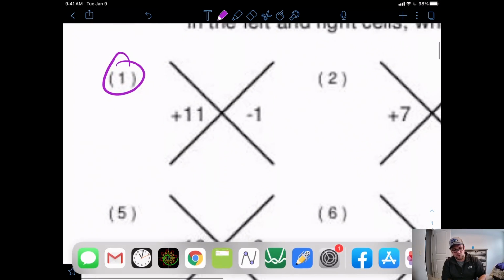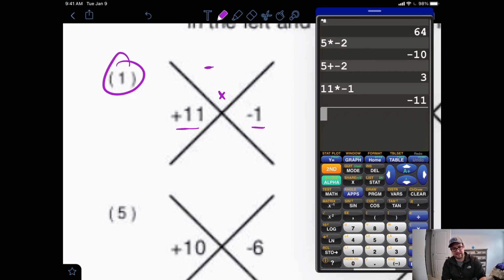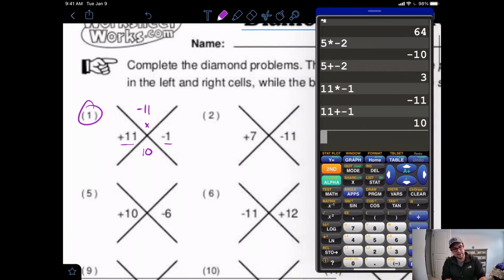So in problem number 1, we're given that our two side numbers are +11 and -1. Well, to get the top number, we just need to multiply those together. So 11 times -1 is -11. That's going to be our top number. To get our bottom number, we just want to take those two numbers and add them together. So 11 plus -1 is 10. Now, notice, adding a negative is also the same as saying 11 take away 1, because that would also be 10. But once you have those two numbers, we're good, and we can move on.